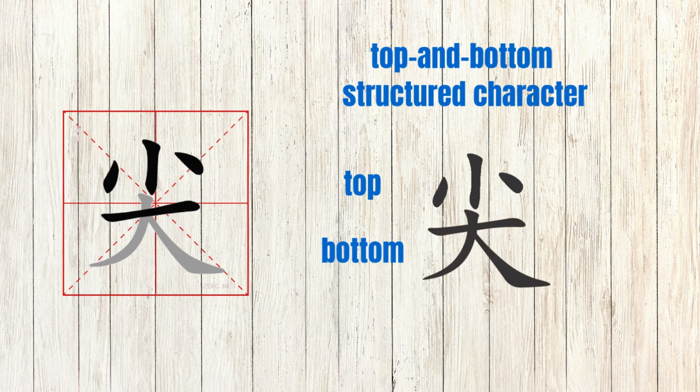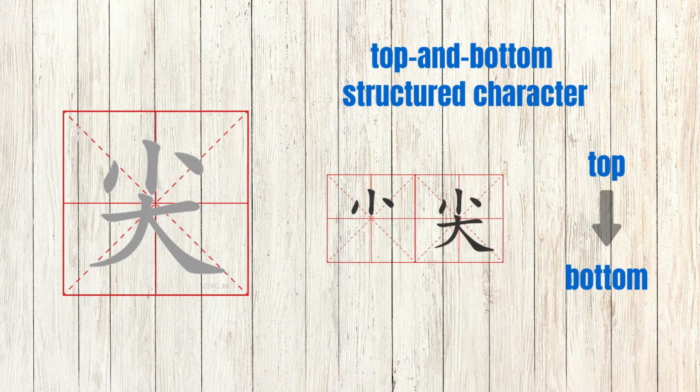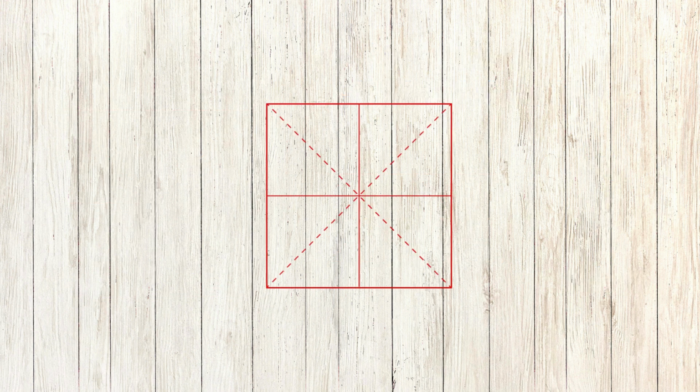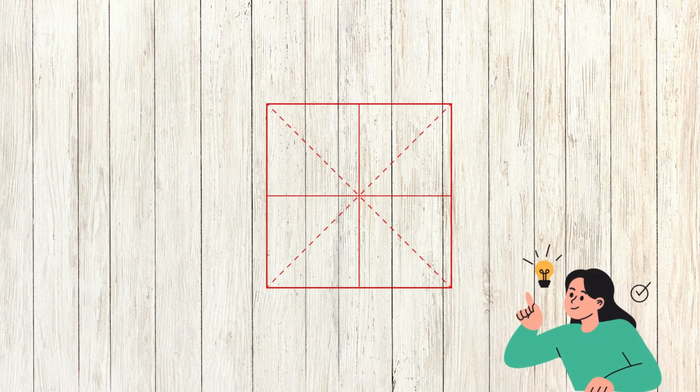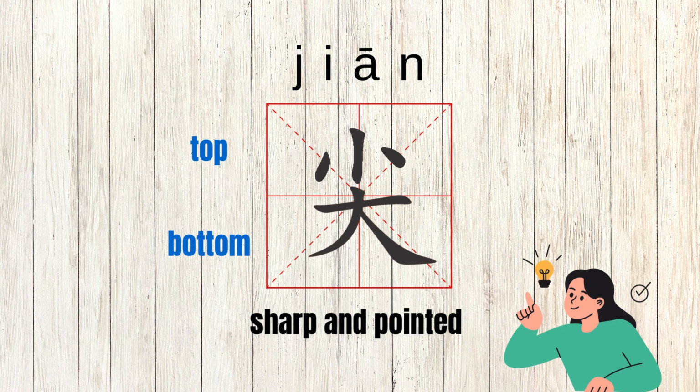And we also know that when writing this character, the correct order is from top to bottom. You already know how to write 小 and 大, so writing 尖 should be easy. In the writing grid, just write 小 in the upper part of the square, and then write 大 right below it. Let's review the little rhyme for this character. Small on top with big below makes jian, sharp and pointed to show.